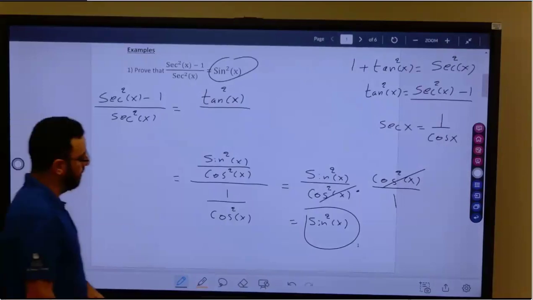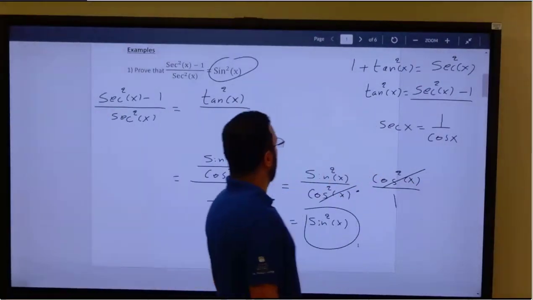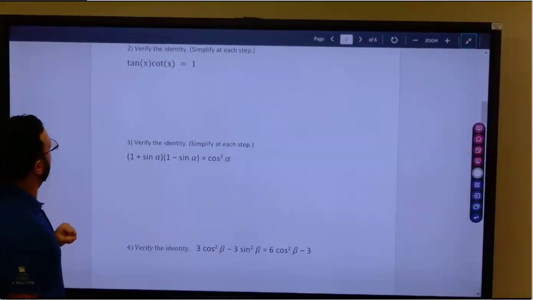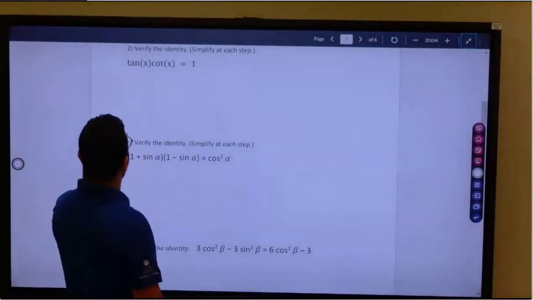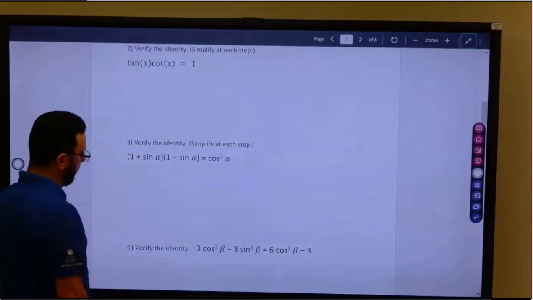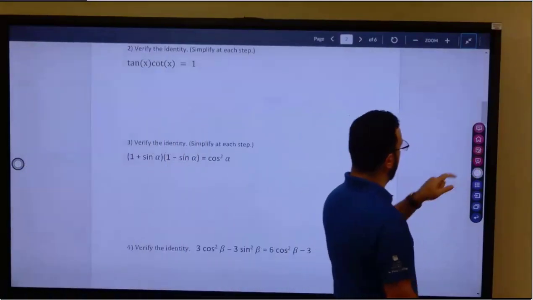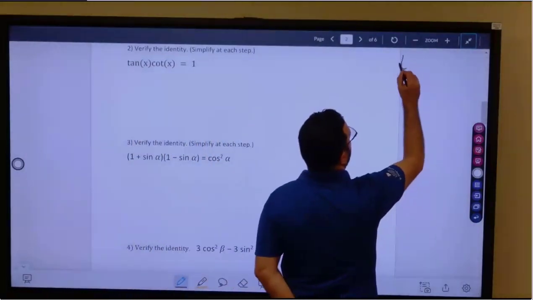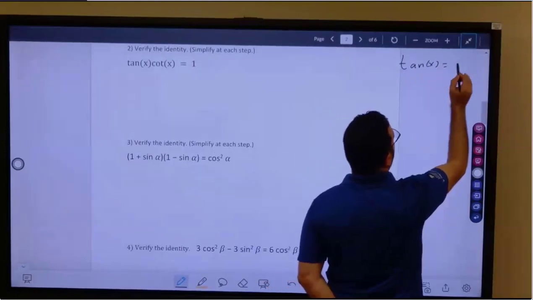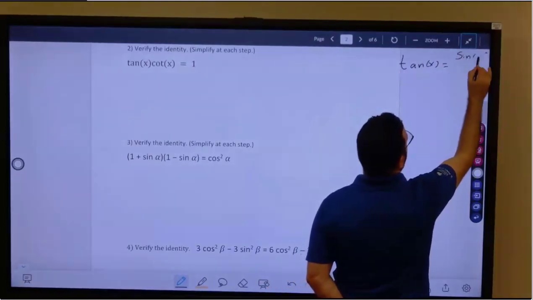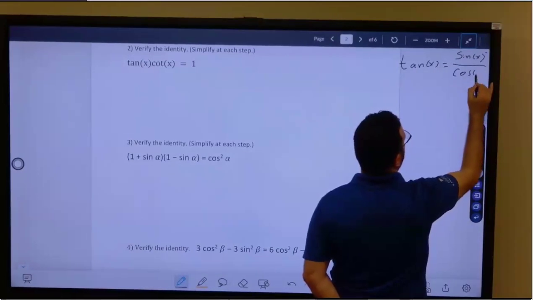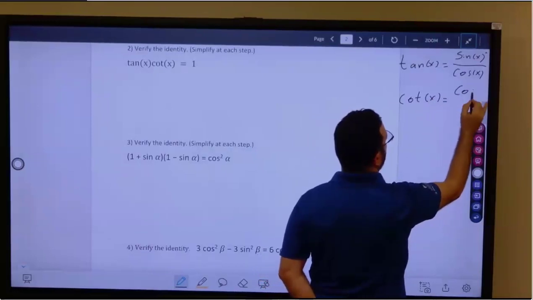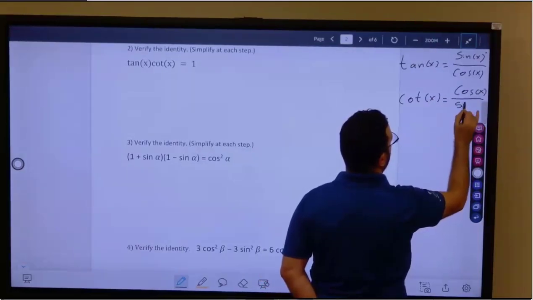Let's go to the next problem. Next problem, verify the identity: tangent x times cotangent x equals 1. Let's check how we're going to verify that. We already know tangent x equals sine x over cosine x, and I already know the cotangent x equals cosine x over sine x.